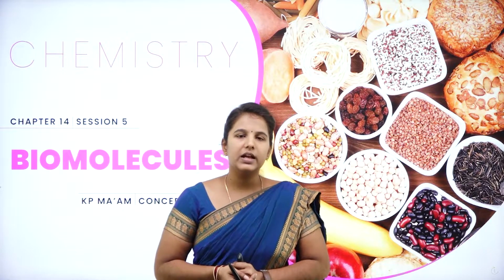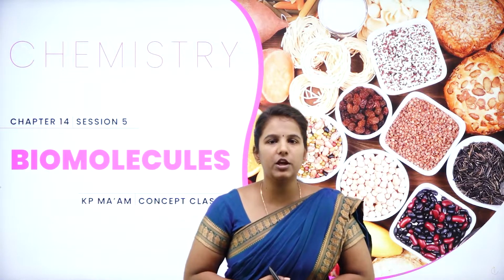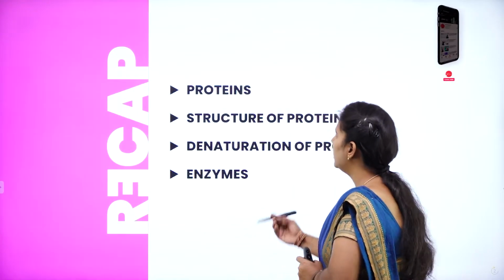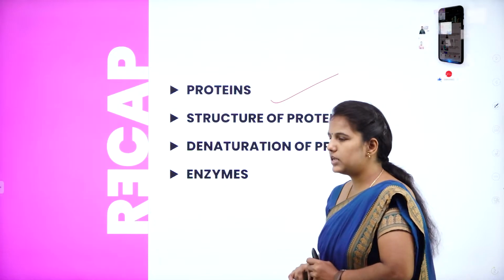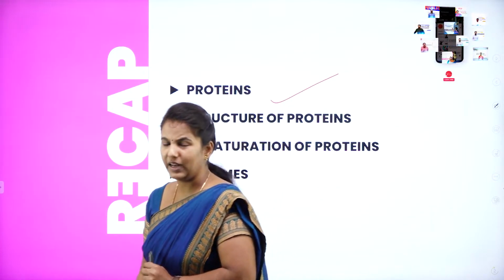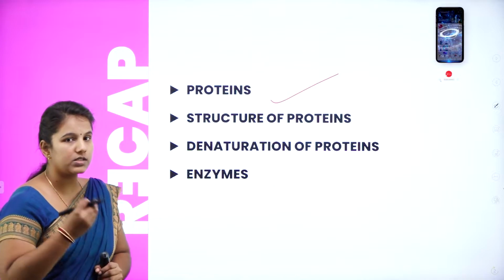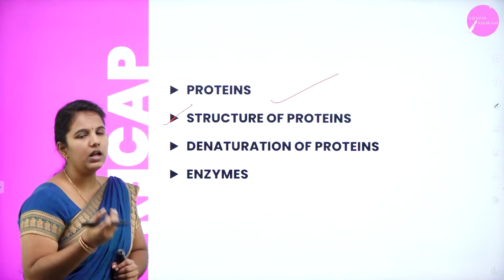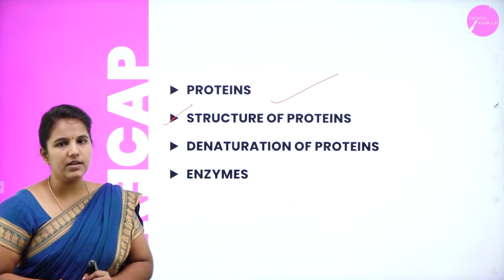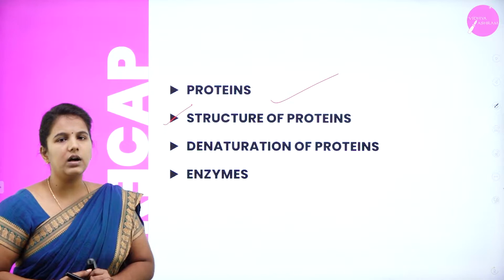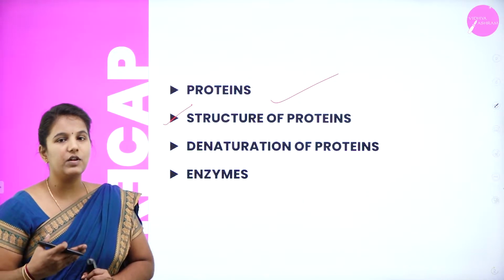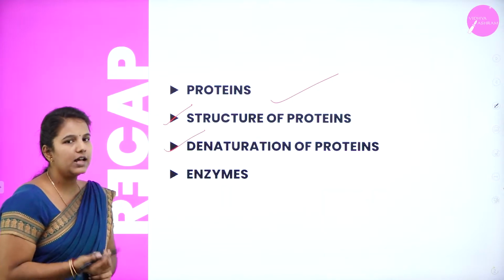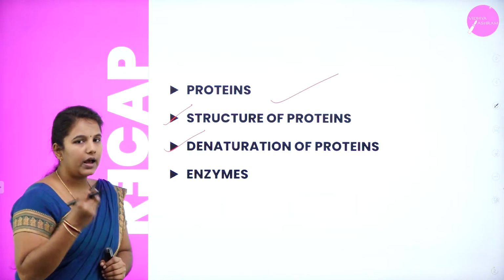My dear students, in our last discussion, we were dealing with the unit called Biomolecules. Under that, we discussed the proteins and the types of protein, and also learnt about the structure of proteins: the primary structure, secondary structure and tertiary structure. We also learned how the protein structure changes due to the denaturation of protein. At the last, we also discussed the enzymes.